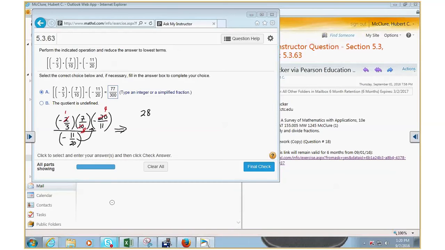Now, why am I not worried about the negative and the negative? Well, what's negative times a negative? And what's positive times a positive? So you're going to come out with a positive. So 7 times 4 is 28, and 3 times 11 is what? And you're done. And you feel good about yourself.